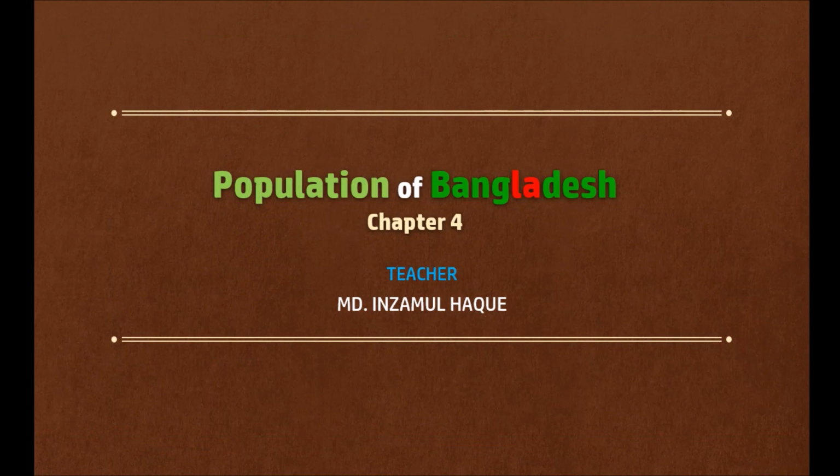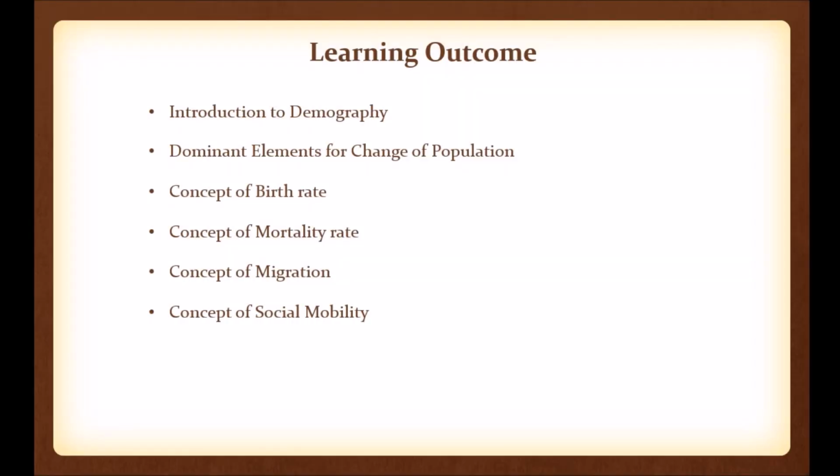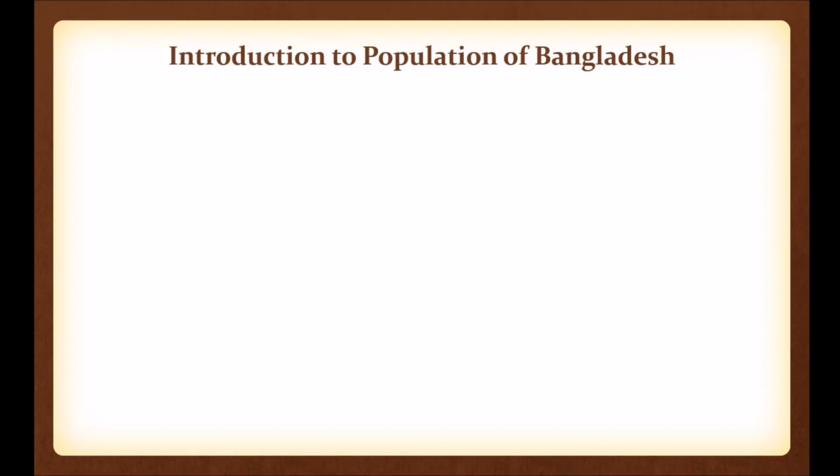Well, today we are going to learn chapter number 4, which is population of Bangladesh. Let's get started. After this chapter, we will be able to know what is demography, then the dominant elements for change of population, concept of birth rate, concept of mortality rate, concept of migration, and concept of social mobility. Okay. The first topic is Introduction to Population of Bangladesh.